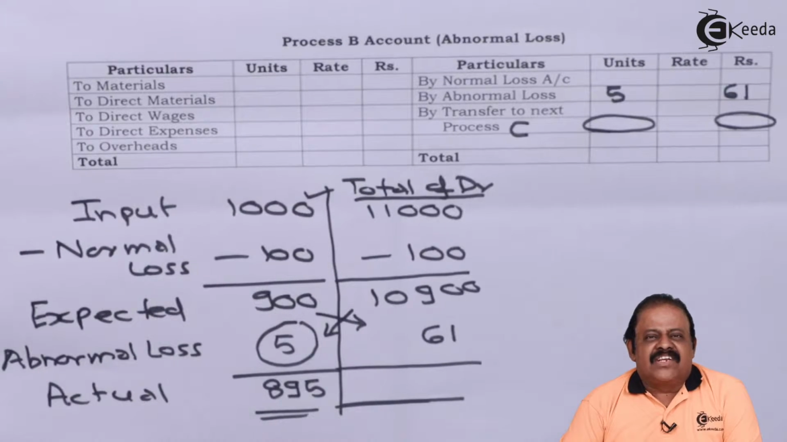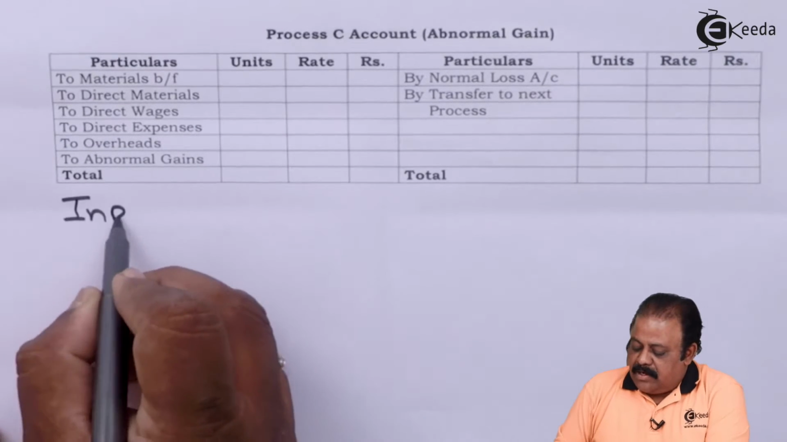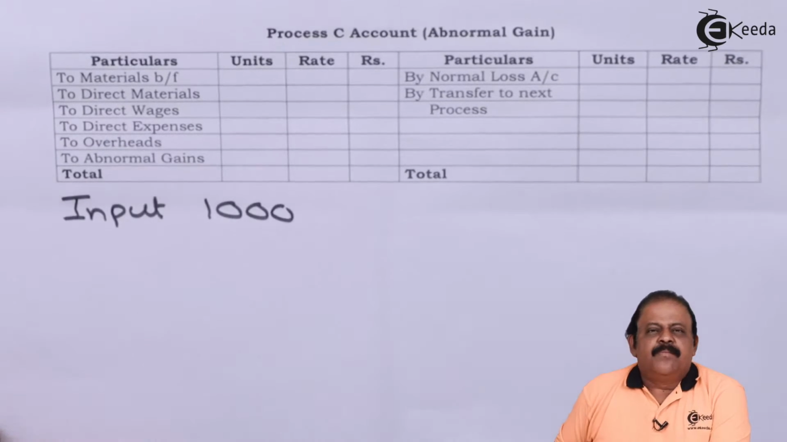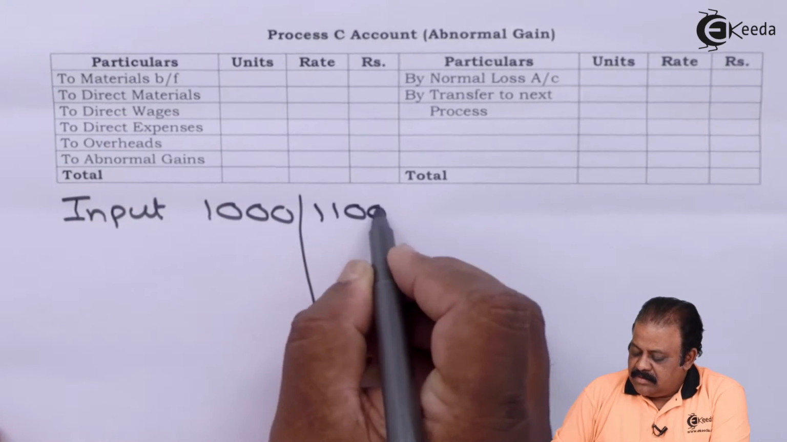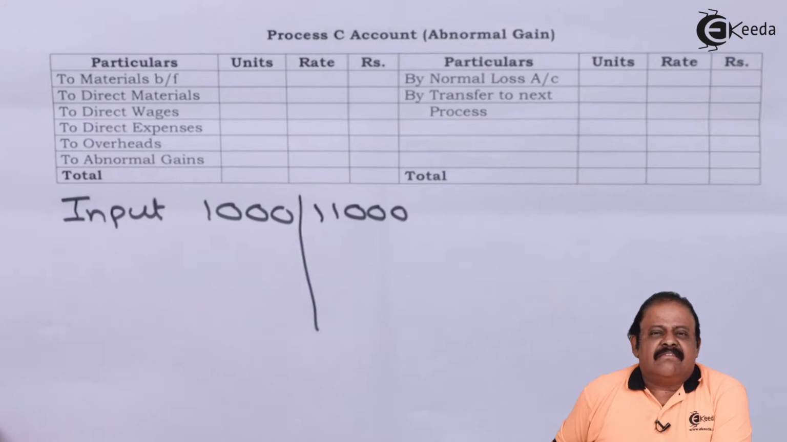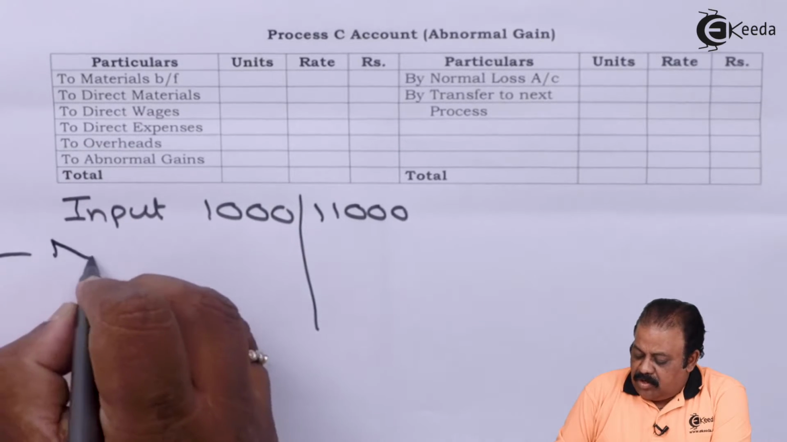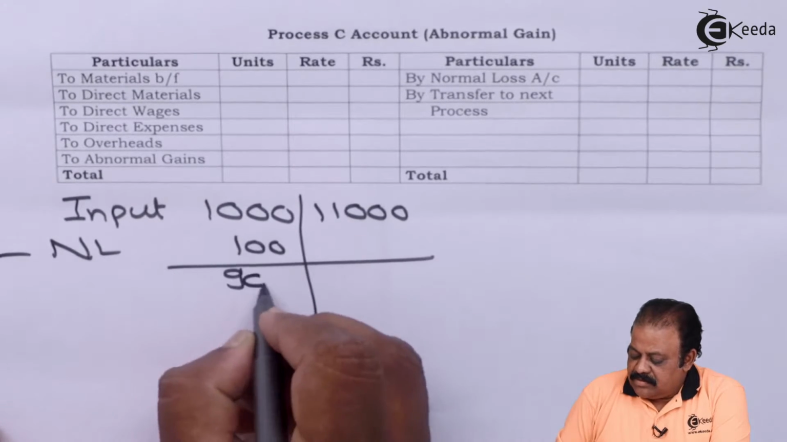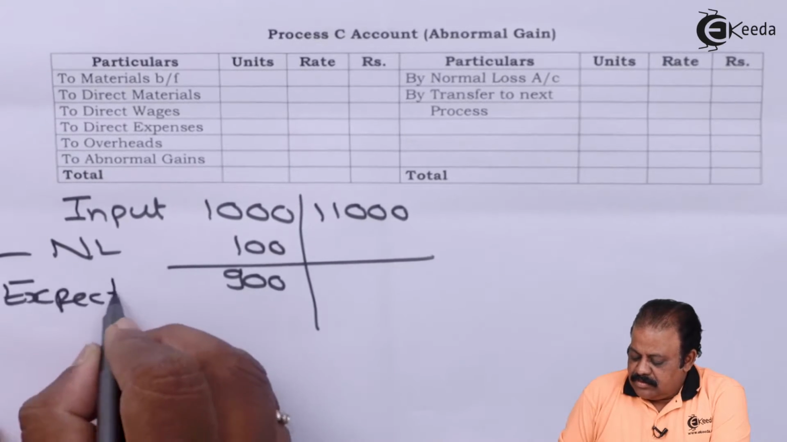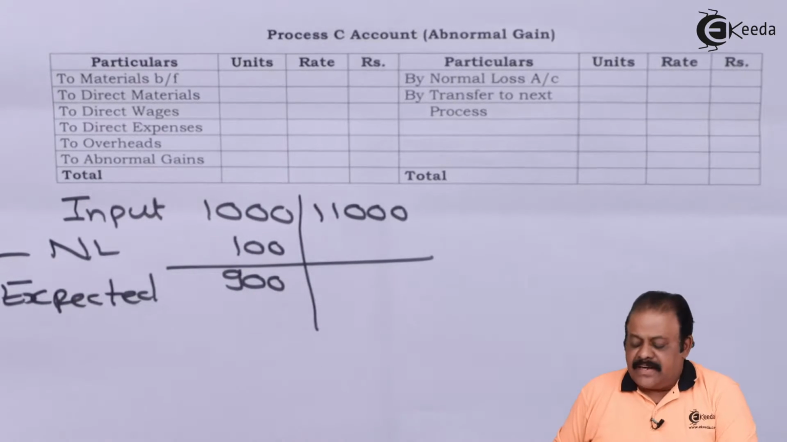Now one more variation is there, that of abnormal gain. To understand abnormal gain, we will continue with our same example. Input is 1000 units. Its value, debit, all expenses 11,000, minus normal loss of 100 units. So what is the expected value here? Expected output is 900 units.